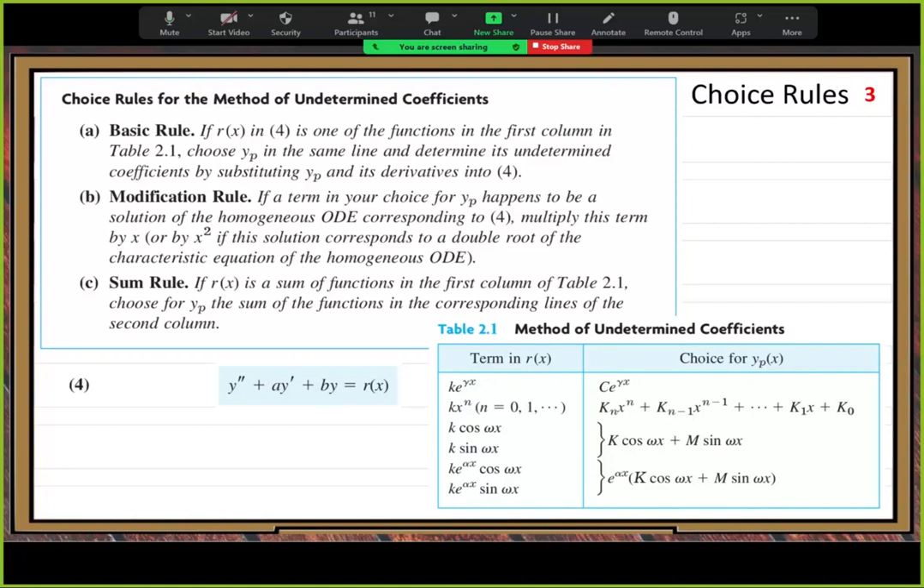Then look at that: for a monomial x to the n, the polynomial has the highest order the same as the order of that one. Same order as that one. This tells you something.